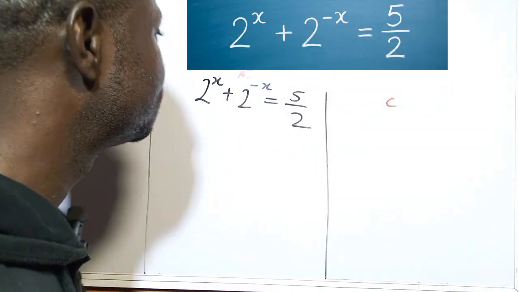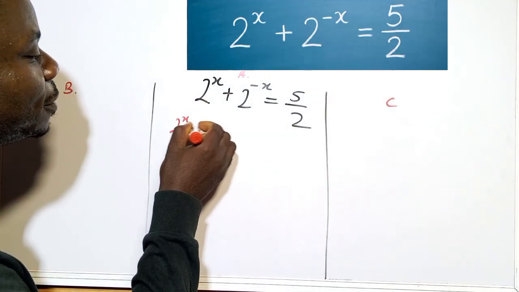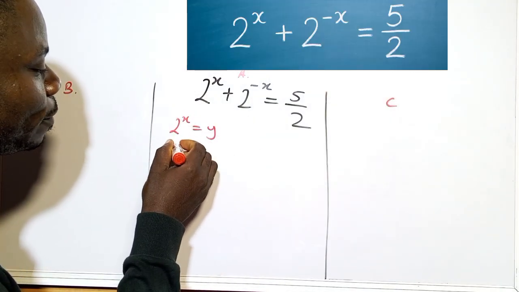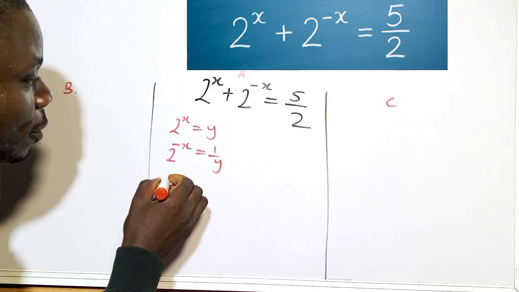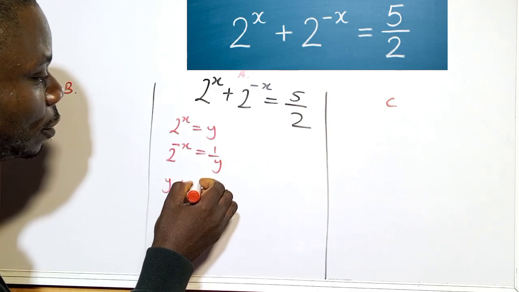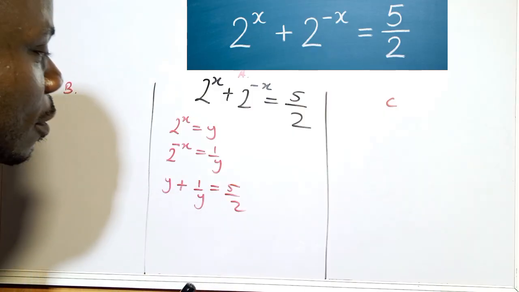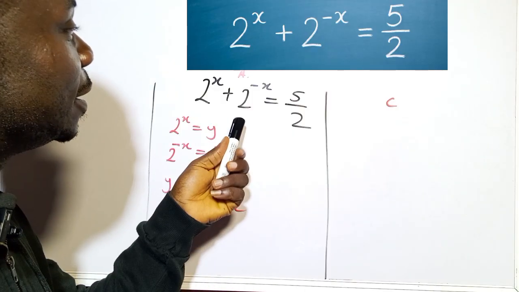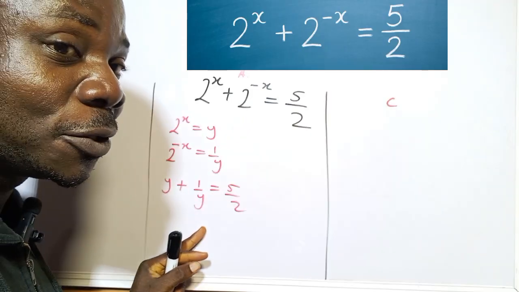Now, let's start. Let 2 raised to power s be y. Then 2 raised to power minus s is 1 over y. Then the expression becomes y plus 1 over y is equal to 5 over 2. Now, we have turned the complicated looking exponent into a simple algebraic equation.